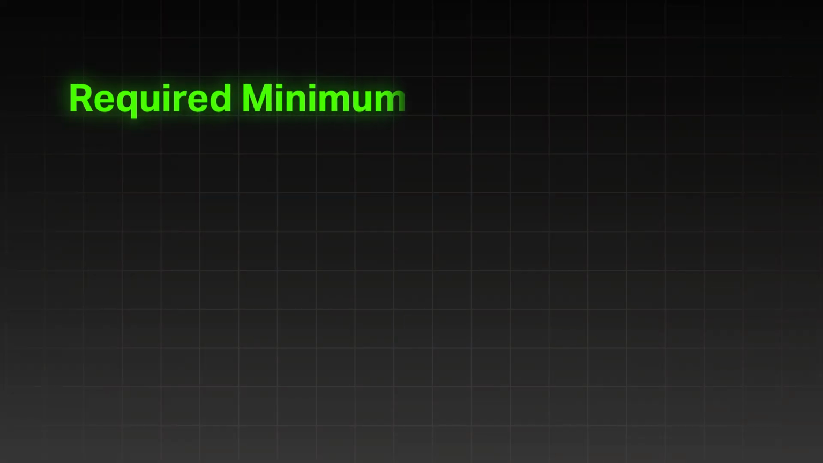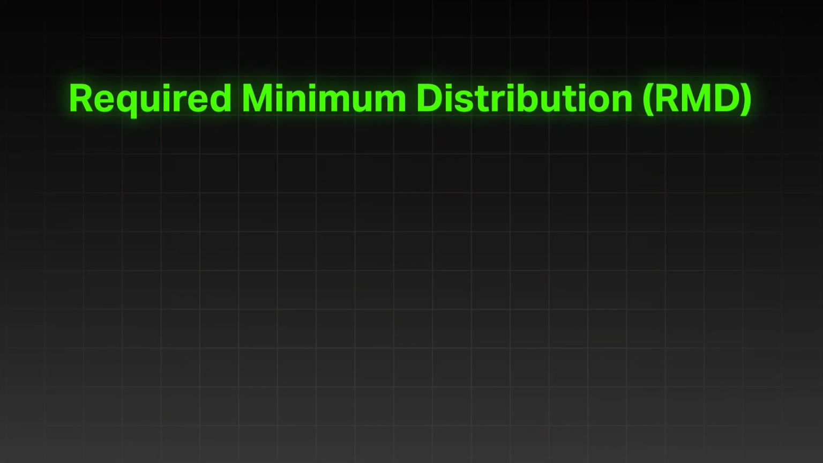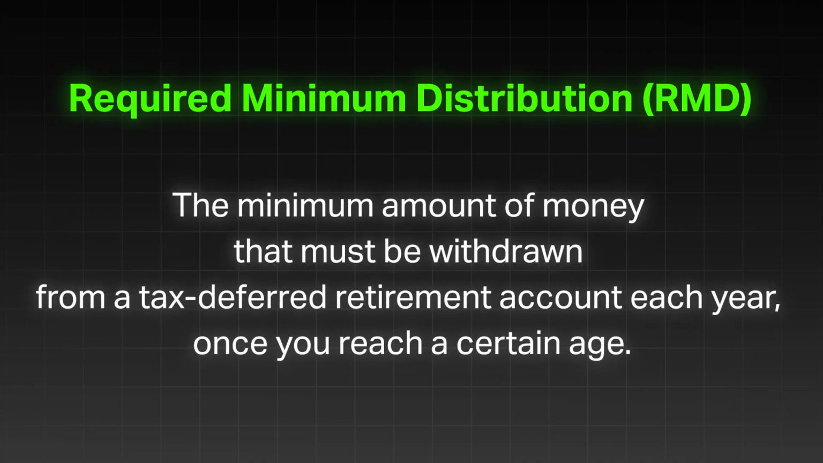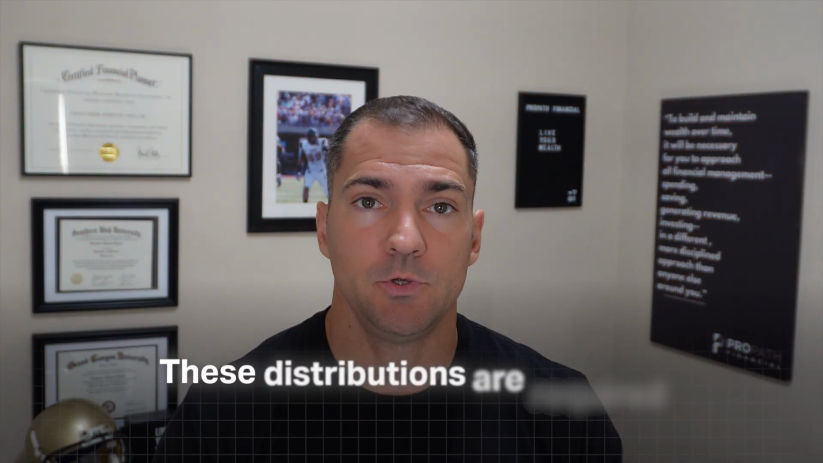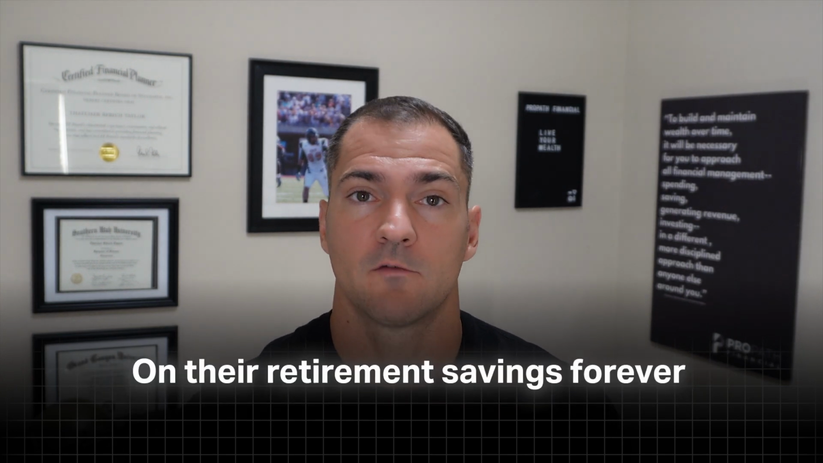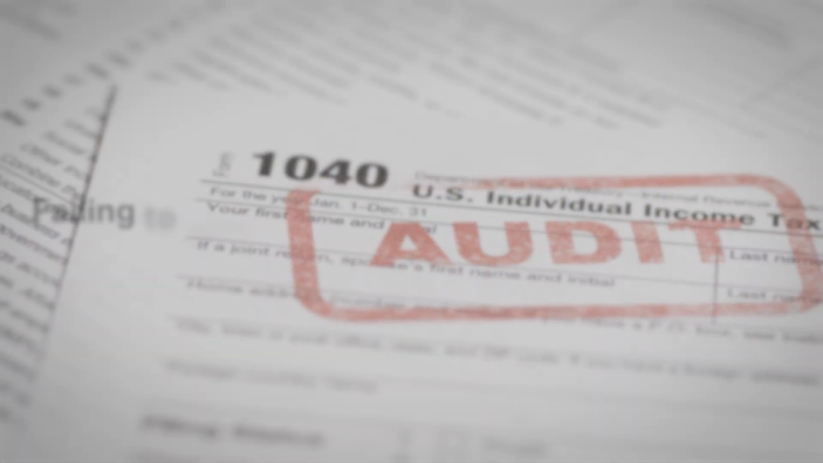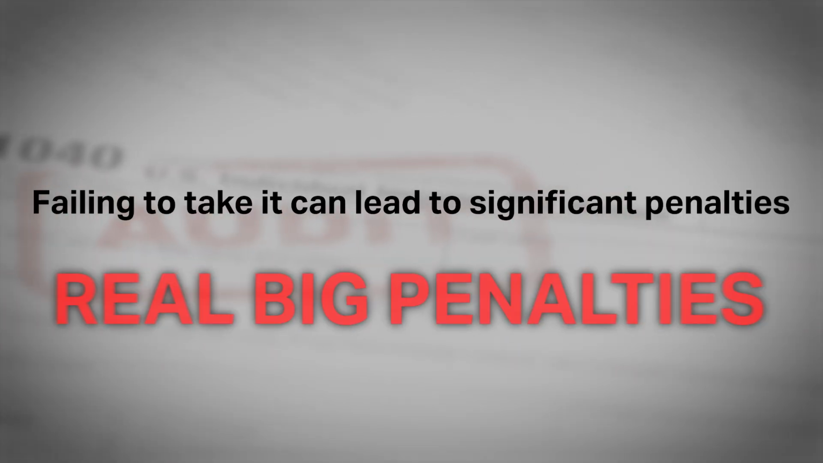All right, first is a required minimum distribution. An RMD is the minimum amount of money that must be withdrawn from a tax-deferred retirement account each year once you reach a certain age. These distributions are required to prevent individuals from deferring taxes on their retirement savings forever. The IRS wants theirs. The RMD is not optional once you reach these required ages, and failing to take it can lead to significant penalties. I mean, real big penalties.